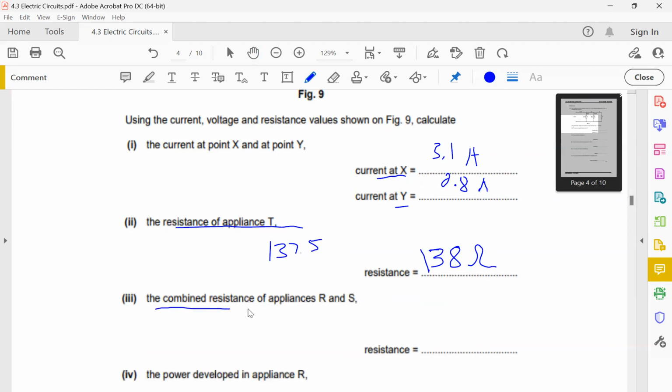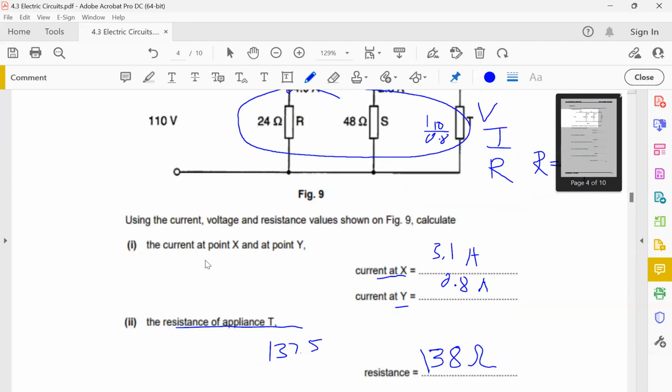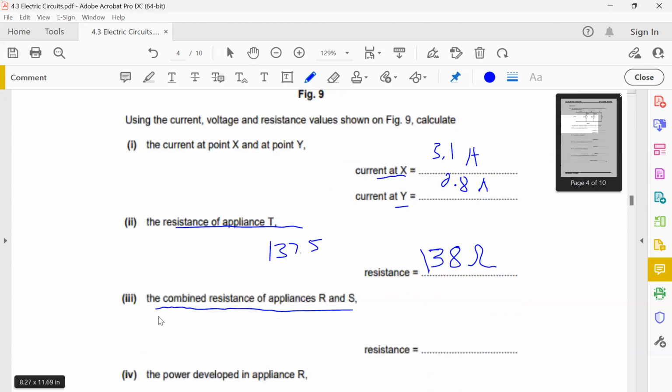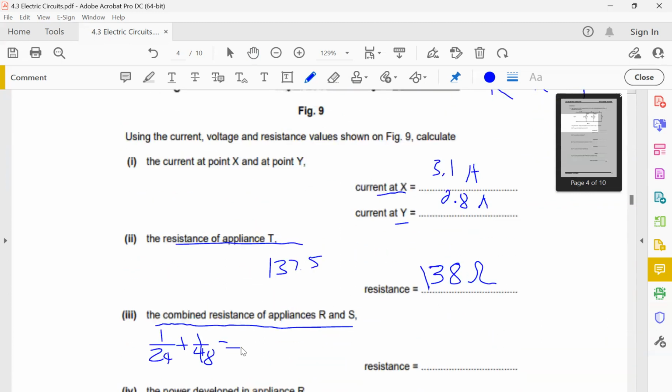From here, they ask you to calculate the combined resistance of R and S already, which you realize is in parallel, right? So it's very straightforward. Parallel is just, what's the formula again? 1 over R plus 1 over R, which is 48. Right, which you'll get 3 over 48, right? But this is not the final answer, right? Because this thing here is 1 over RT, guys.